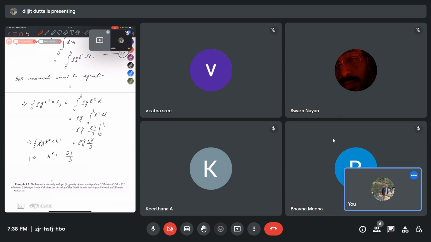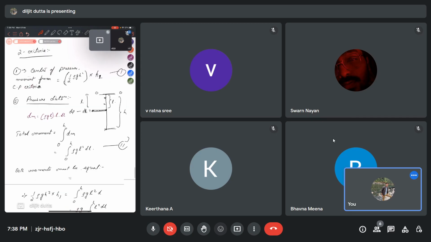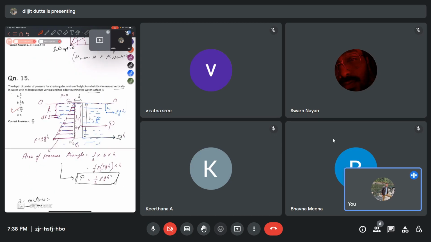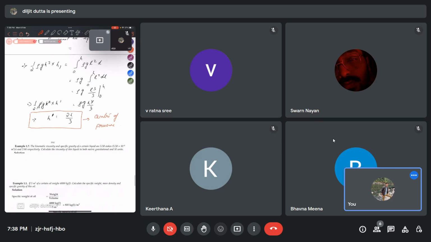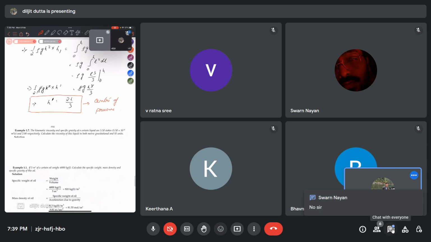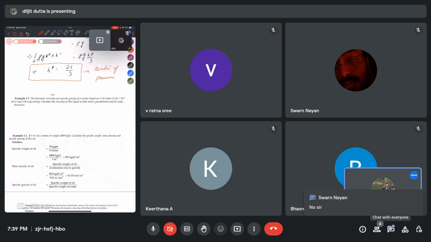So this is how the center of pressure is derived. So the correct answer is 2h by 3. So is there any doubt in this derivation? If you have any doubt, you can ask me now. Okay, thank you. So yeah, let's move forward.